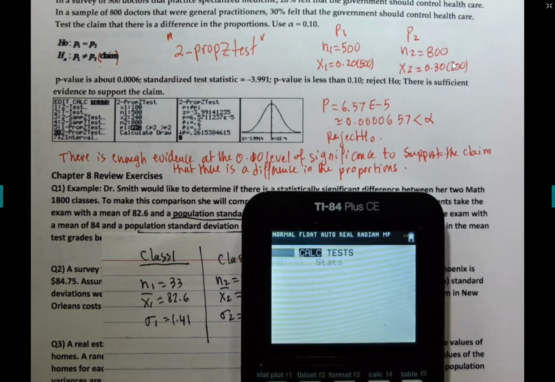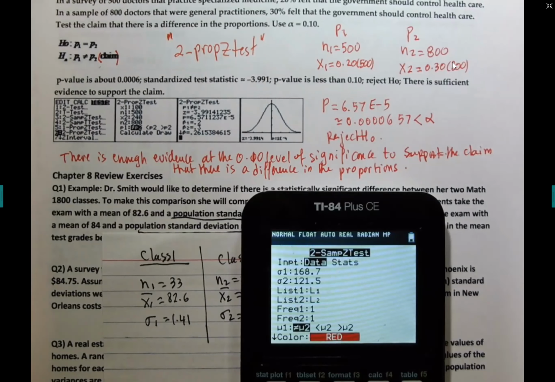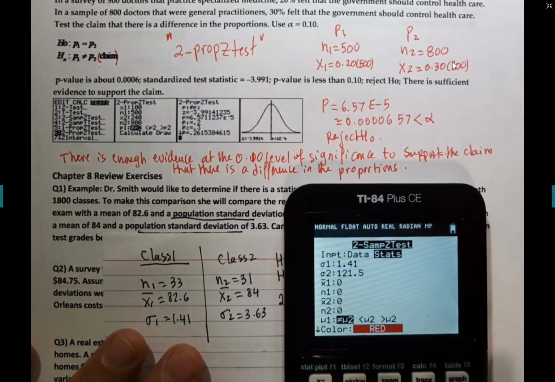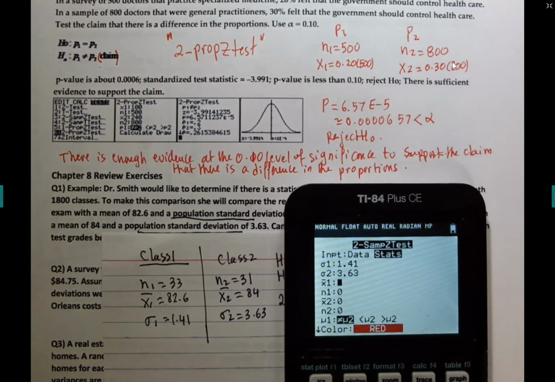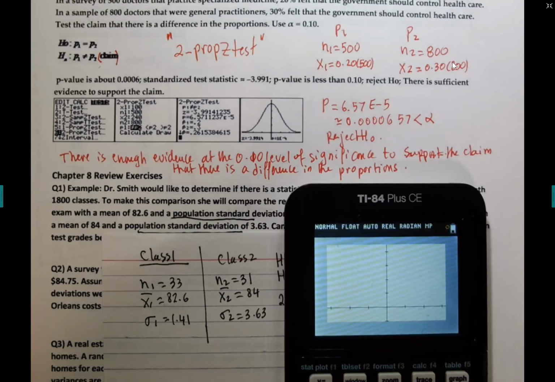So stat, tests. It's number 3, guys. And it's not data, it's stats. Sigma 1, 1.41. Sigma 2, all right, I have it right here, guys, 3.63. X1 bar, 82.6. X2 bar, 84. Oops, sorry, that's N1. So X1 bar 82, N1 is 33, X2 bar is 84, N2 is 31, and we need to test that they are different. And I can do a draw if you like. Watch.